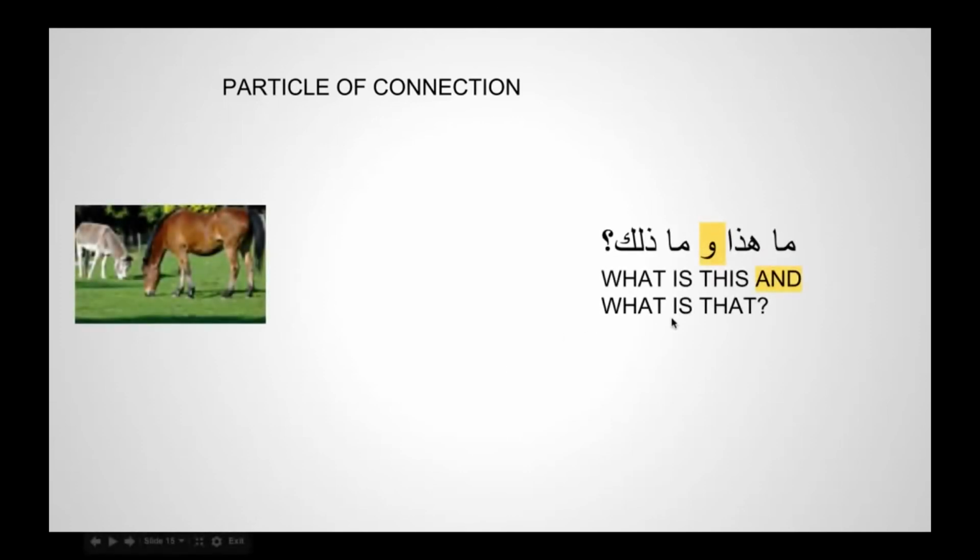For example, if you see here, ma hadha is a question, but if the question doesn't end there, you don't say ma hadha, ma dhalika, you can say, but technically we use wow. So when you see a wow, then it's still continuation of the same question. Ma hadha wa ma dhalika, and the question ends here. So what is this and what is that? So the part which comes after wow is still connected to the same thing.